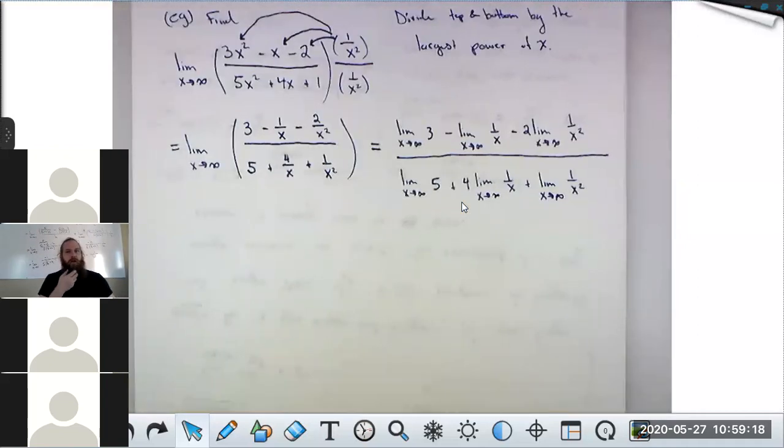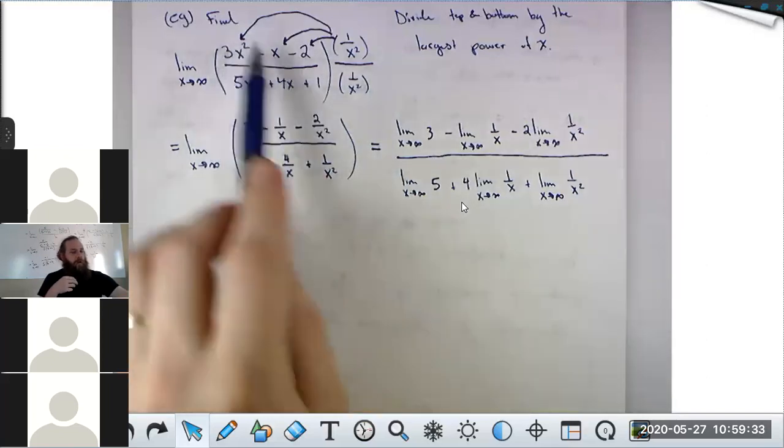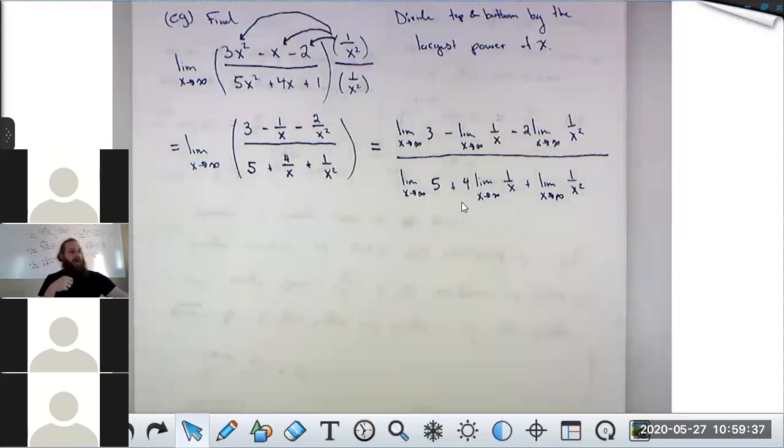So first I divide top and bottom by the largest power of x. That means I'm dividing top and bottom by x squared, which is the same as multiplying by 1 over x squared. However you want to think about it is fine. This thing is what you get if you take the original thing and divide everybody by x squared. That's how we get to here. And then from here to here, I just gave the limit to each of the pieces on their own.